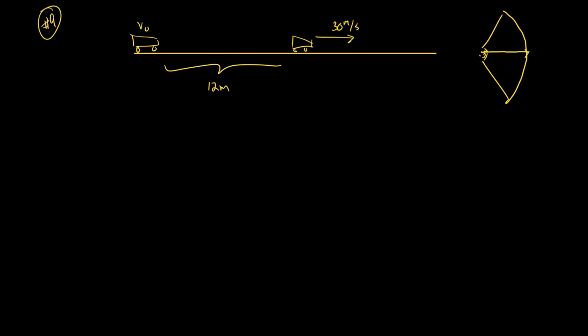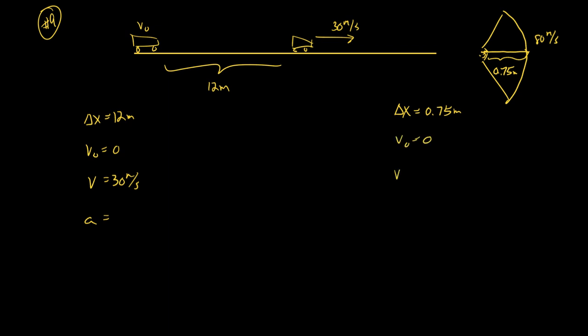All right, so this one, 80 meters per second from rest, and it does so over the length of the arrow, which I didn't hear that part, 0.75 meters. Yeah. Yes. All right, so delta x is 12 meters. V naught is 0. V final is 30 meters per second. And we're interested in the acceleration. And we're going to compare that to an arrow being launched. 0.75 meters. Initial velocity 0. Final velocity 80 meters per second.